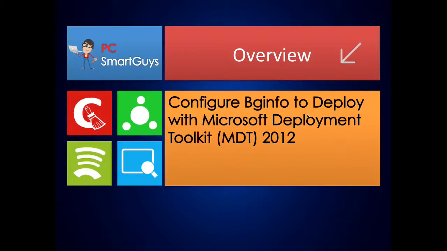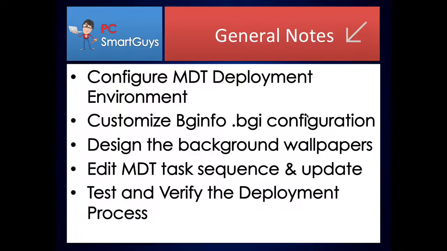I'm not going to show you how to configure MDT. I'm just going to walk you through the steps of how I actually got BGInfo to work properly without any issues. It took me about maybe 2 days to figure it out, with a lot of testing and a lot of lab work. There are different ways you can do this, but this is the way that worked best for me.